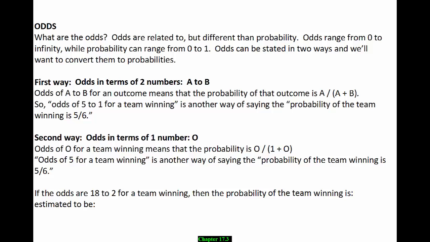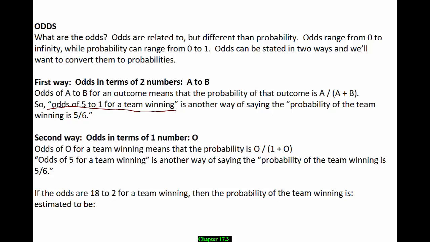Odds are going to be stated in two different ways in the media, and we're going to learn to convert them to probabilities. The first way is the odds in terms of two numbers, and we'll call these A and B. The odds of A to B for an outcome means that the probability of the outcome is A divided by A plus B. So the odds of 5 to 1 for a team winning is another way of saying the probability of the team winning is 5 out of 6.